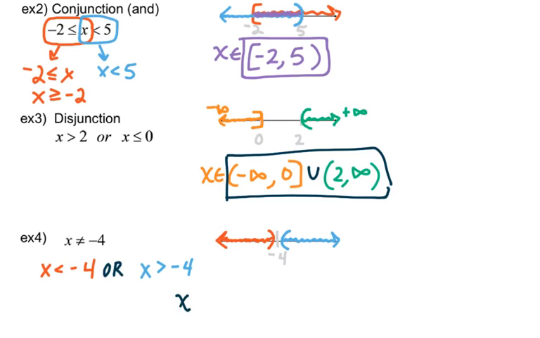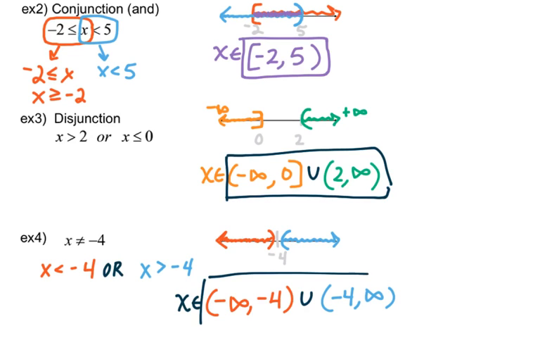So in this situation, x is in the set. The set on the left is -infinity to -4. Union, the set on the right, is -4 to +infinity. So there we have 4 different situations where we can take an inequality statement and write that in interval notation.